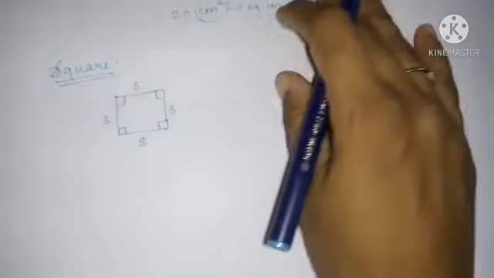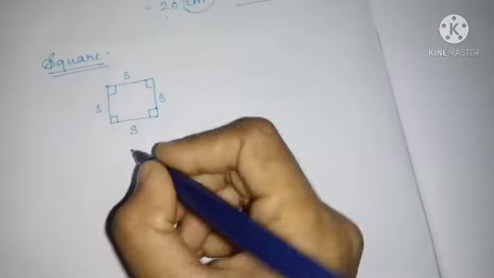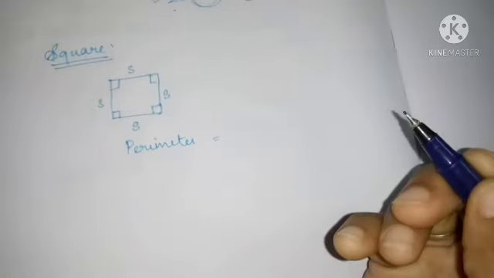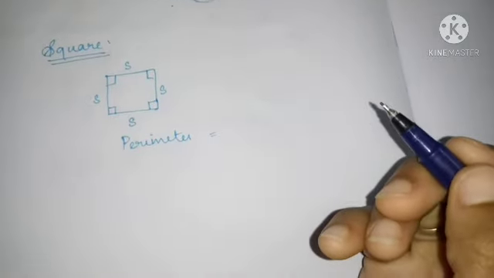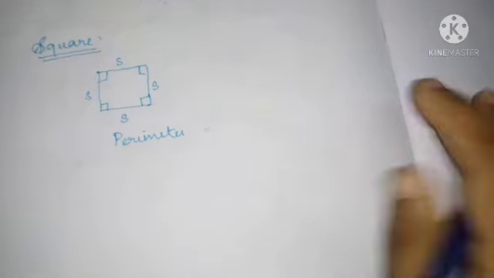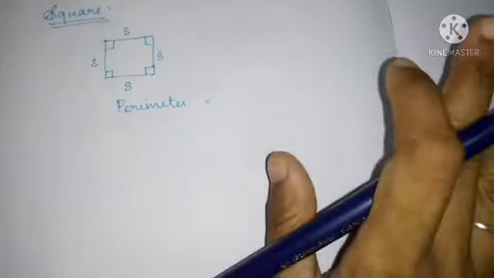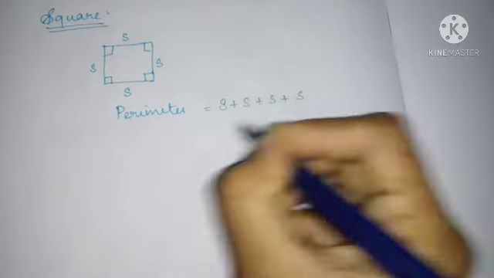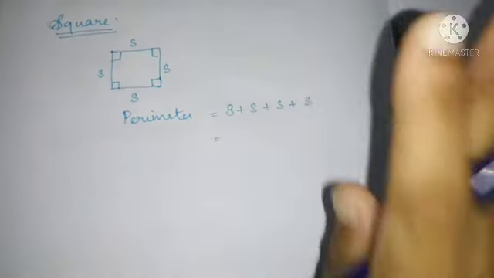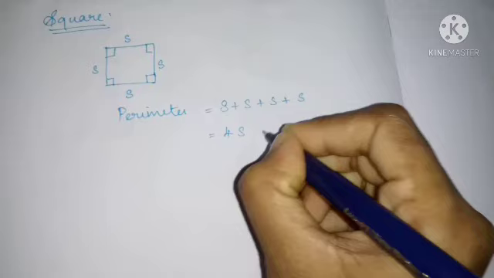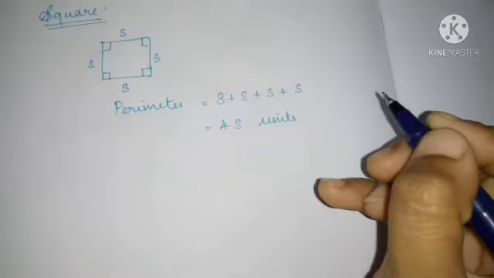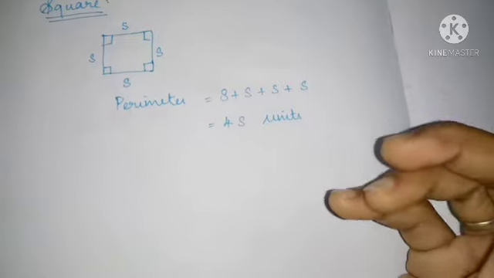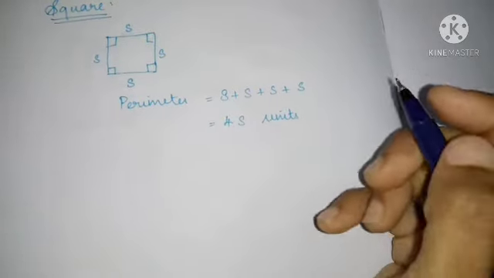Now we'll do the perimeter. As usual, perimeter means what? Length of the boundary. So what you will do? You will add all the 4 sides. S plus S plus S plus S. How many S you have added? 4 S. So 4S units is the perimeter of the square.